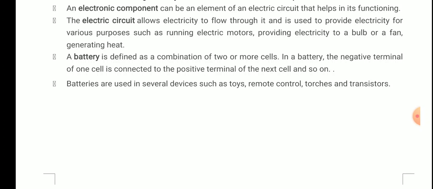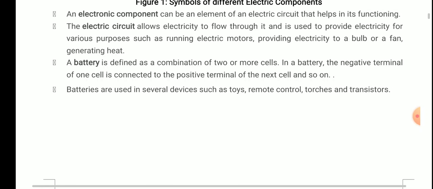A battery is defined as a combination of two or more cells. In a battery, the negative terminal of one cell is connected to the positive terminal of the next cell, and so on. I told you when two or more cells are combined, that is known as a battery. Batteries are used in several devices such as toys, remote controls, torches, and transistors. So the negative terminal of one cell is connected to the positive terminal of the next cell.